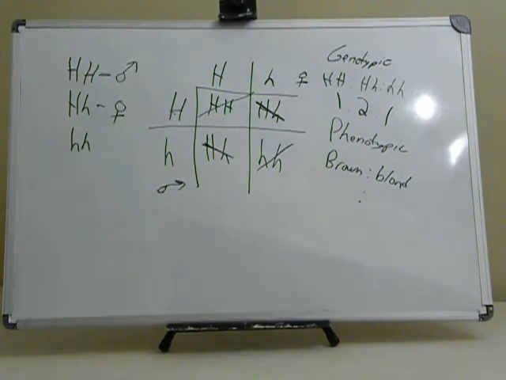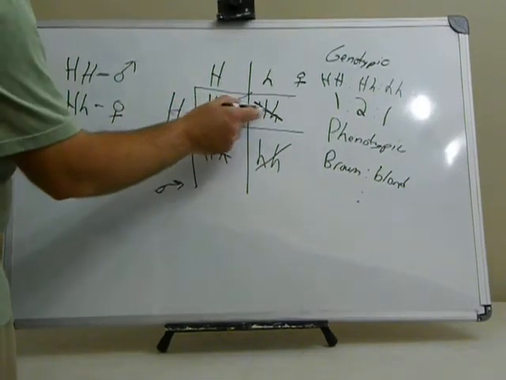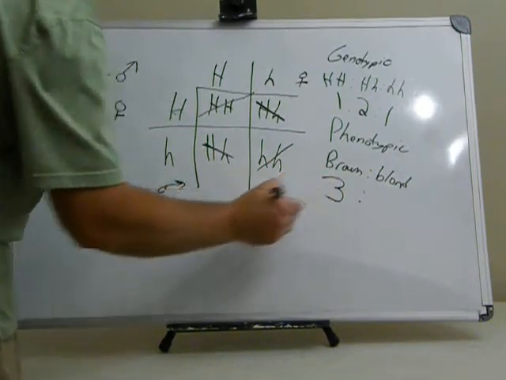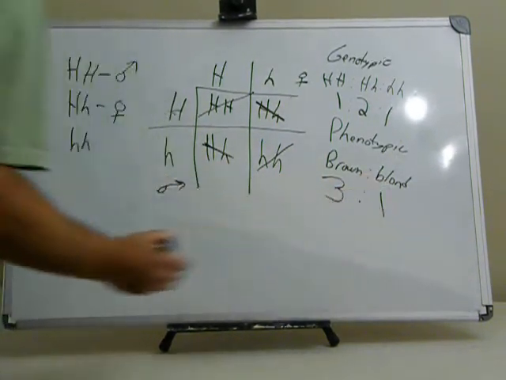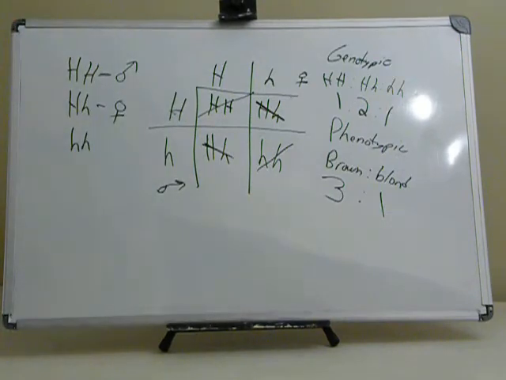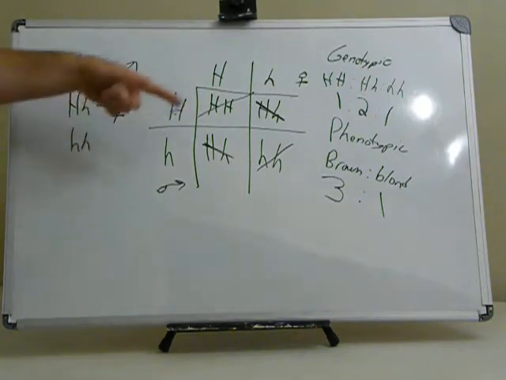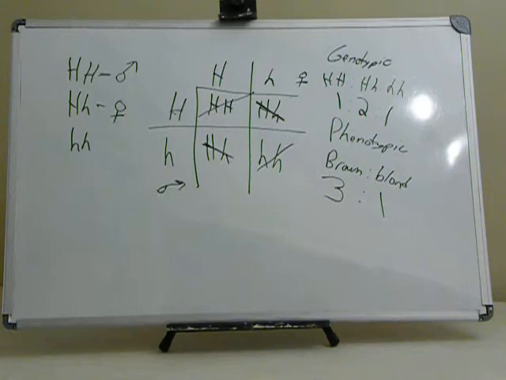If we look at our phenotypic ratio, how many brown-haired kids did we get? 1, 2, 3. And how many blonde kids did we get? We got one of those. So our phenotypic ratio is now 3 to 1. Just by changing one of the starting ingredients here, we got a significant difference in our outcomes.